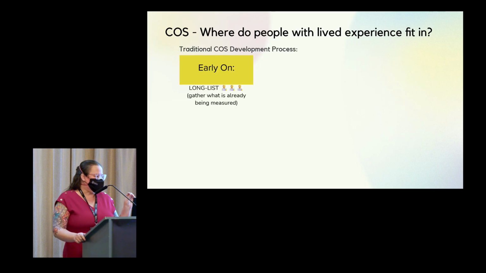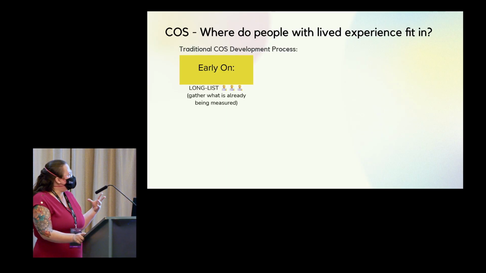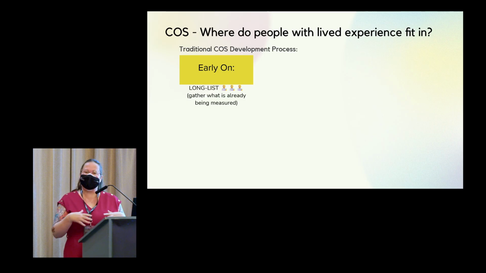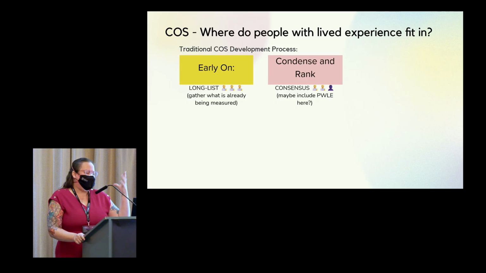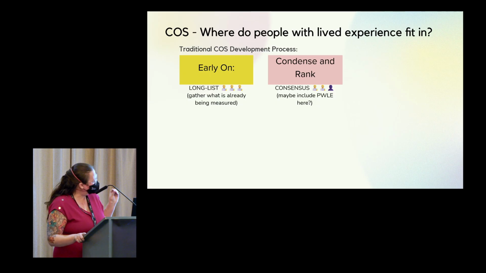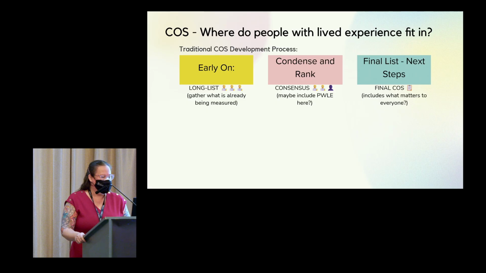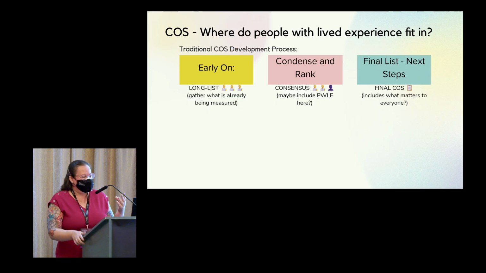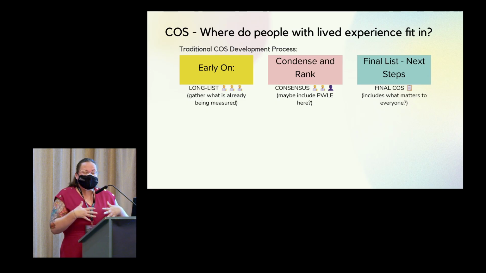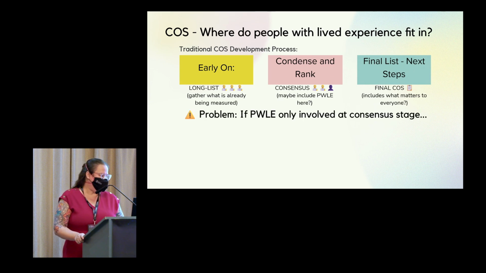So where do people with lived experience fit into this process? So in the traditional process, early on, as I said, you're developing this long list, and it's typically gathering what is already being measured in clinical trials. And when you're condensing and ranking, you're reaching consensus among all interested stakeholders, and this might be where lived experience perspectives are typically brought in. And then your final core outcome set, it leads you to question, is this really including what matters at a minimum to everybody in this condition?